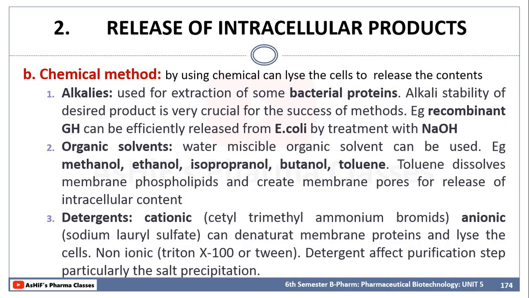and second one is organic solvent. We can use different types of organic solvent like methanol, ethanol, isopropanol, butanol, and toluene. Toluene is usually used to dissolve the phospholipids of the cell wall, and it will create pores in the cell wall of the microorganism so that it releases the intracellular product. And we can use detergents like cationic detergents such as cetyl trimethyl ammonium bromide, or anionic detergents like sodium lauryl sulfate, which can denature the membrane protein and lyse the cell, so we can use them to release the intracellular products.